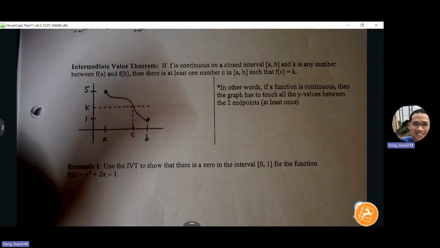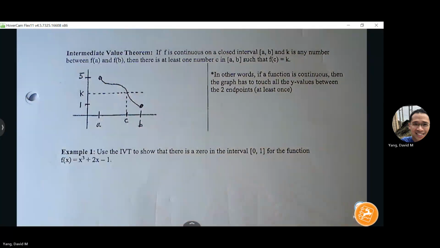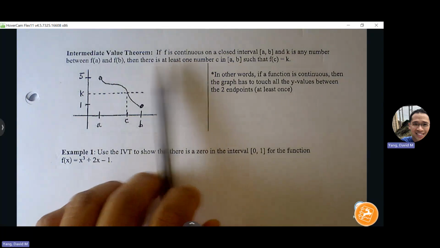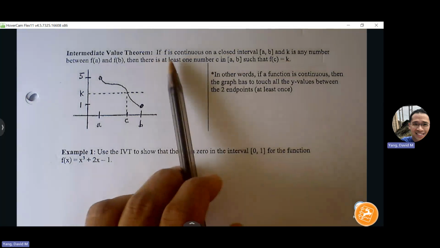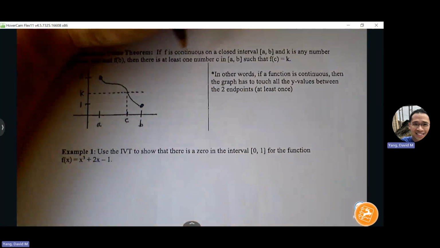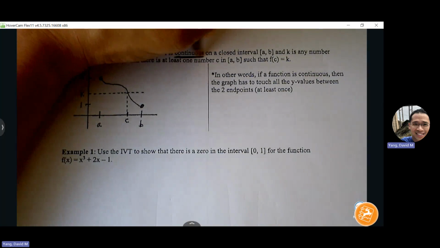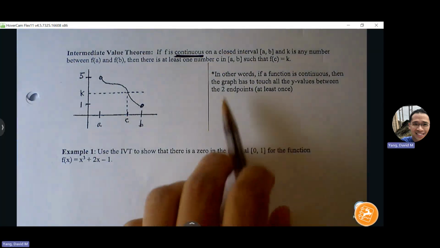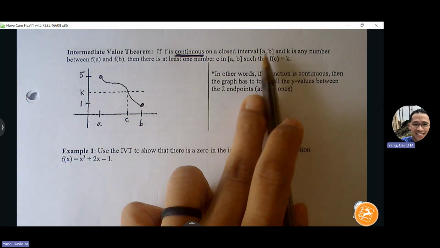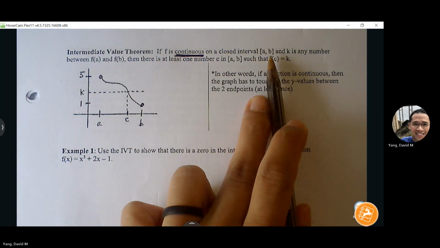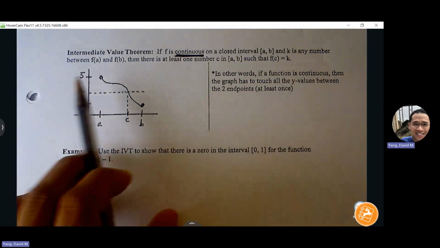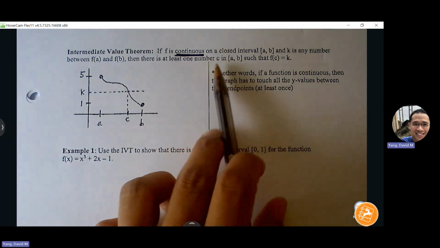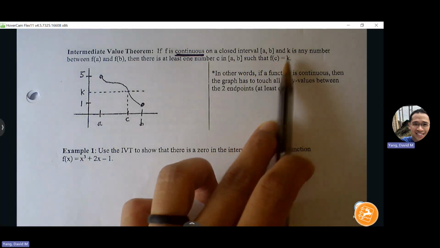Intermediate value theorem. So let me read what this says. It feels a little convoluted, but I'll break it down here. If f is continuous on the closed interval, that's something that needs to be established. We have to have continuity on the closed interval from a to b. And let's say a number that we're trying to target is between our endpoints. Then there is at least one number such that that point exists.